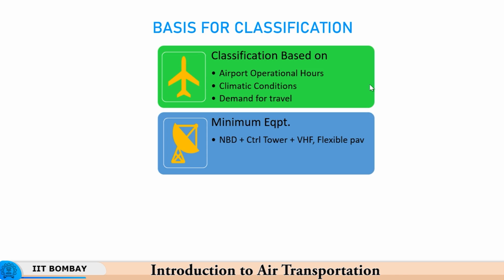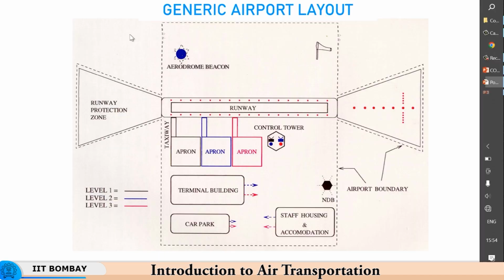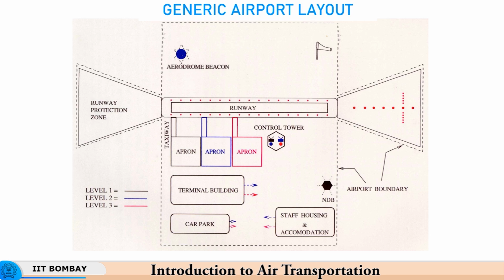For example, you can add more equipment, like you could add lightings if you want to operate evening operations, or you could add more aprons and taxiways to avoid conflict. So, here friends is the generic airport layout, and as you can see there is a color scheme used here. So, everything that you see in black color is the minimum requirement for a level 1 airport, which will be this one runway and the RPZ on both the sides of the runway, one taxiway, one apron, one car park, one terminal building and some staff housing and accommodation, because it is likely that this is going to be away from a city.